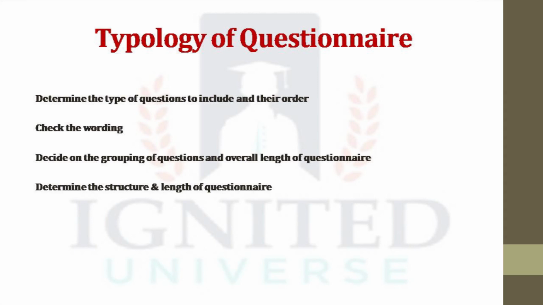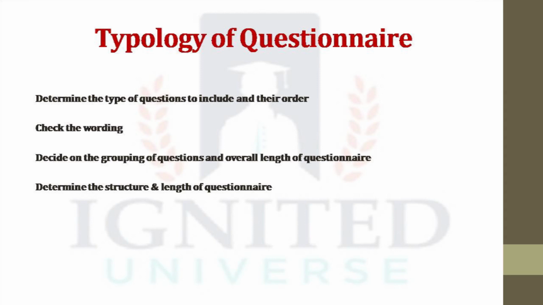After the step of clarification of concept comes another important step in questionnaire making, and that is typology of questionnaire. Typology of questionnaire aims to determine the type of questions to be included in the questionnaire along with the order. It focuses on the wordings too. It is also based on grouping of questions and overall length of questionnaire, and it takes into account the structure and the length of the questionnaire.